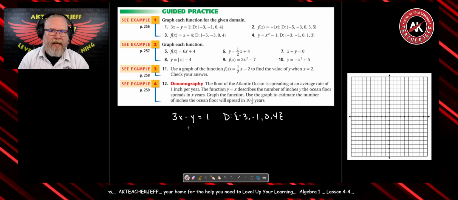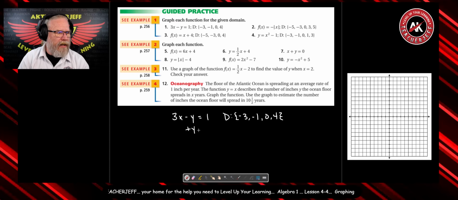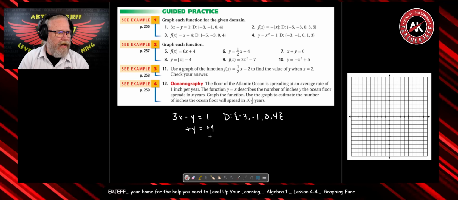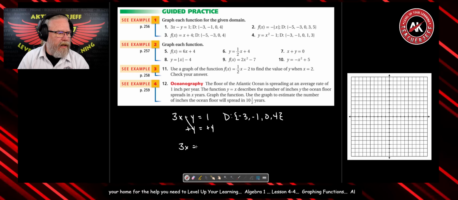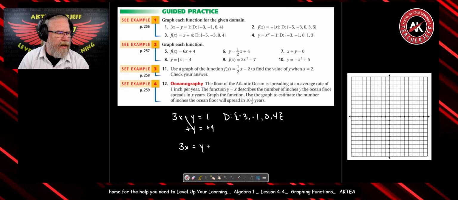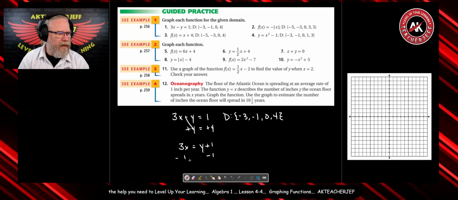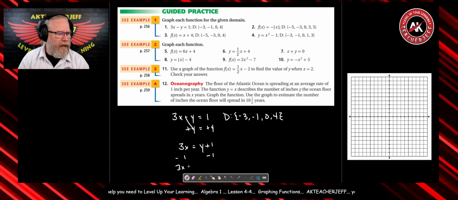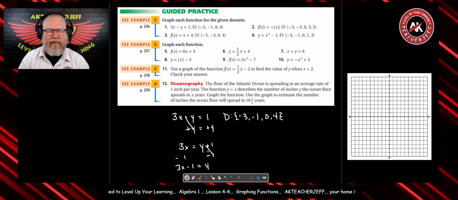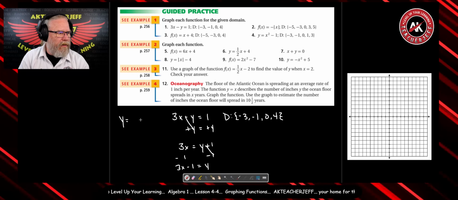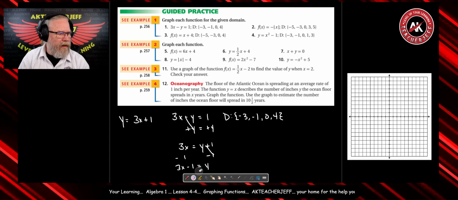So first thing we need to do, let's solve for y. Let's add a y to each side. If we add y to each side, those y's would cancel on the left, and we get 3x equals, and then we have a positive y and a positive 1. Now let's subtract 1 from each side, and that would give us 3x minus 1 equals, the 1's cancel, and we get y. Now I'm going to flip that around to y equals 3x plus 1.